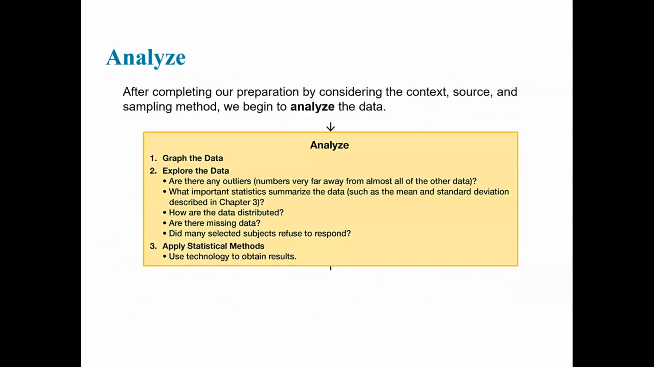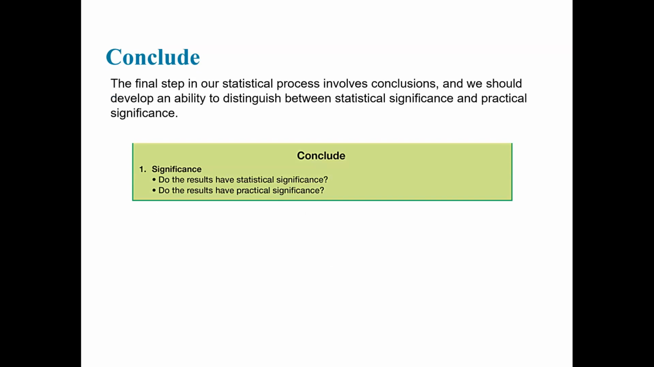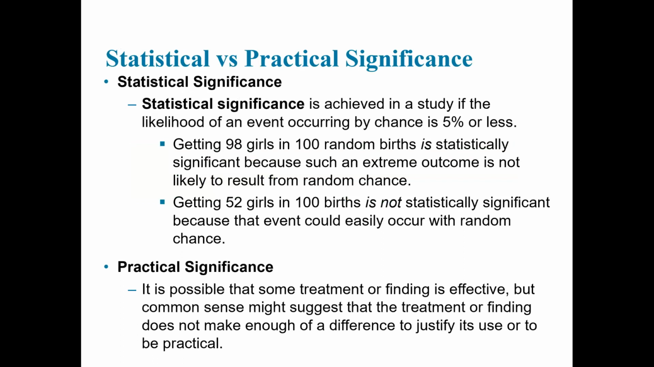So after we prepare, we look at analyzing. How are we graphing the data, exploring the data, and applying statistical measures? So using technology to obtain results. We're going to go into more detail with these later in the chapter and future chapters in the course. Concluding. The final step in the statistical process involves conclusions, and we distinguish between statistical significance and practical significance.